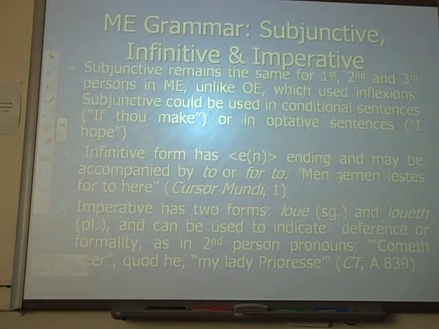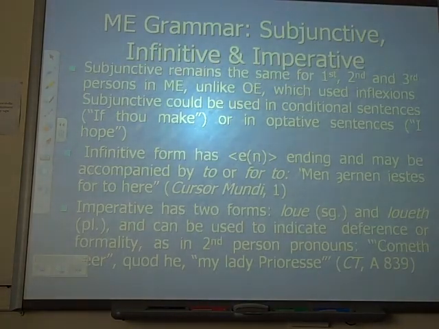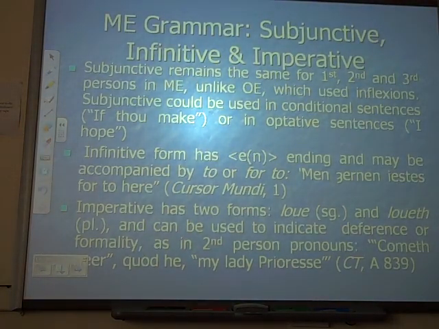So cometh near, quod he, my lady Prioresse. The person speaking there is Harry Bailey, who's the host. He's just a normal person, whereas the prioress is in charge of an abbey. So he uses cometh, which is the plural instead of the singular, because it sounds more formal. It shows greater respect. Doesn't necessarily make sense, but that's what he did.